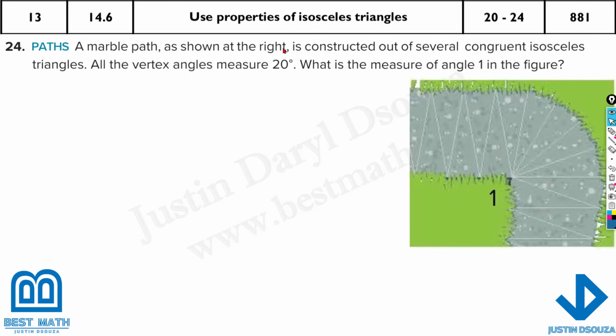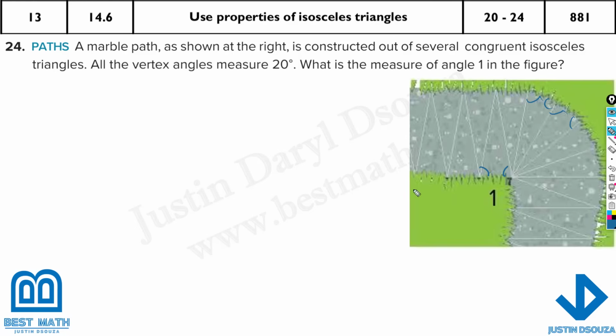A marble path as shown at the right is constructed out of several congruent isosceles triangles. You can see these are all isosceles triangles. So what is the important factor in this? The base angles are equal. And all vertex angles measure 20 degrees.